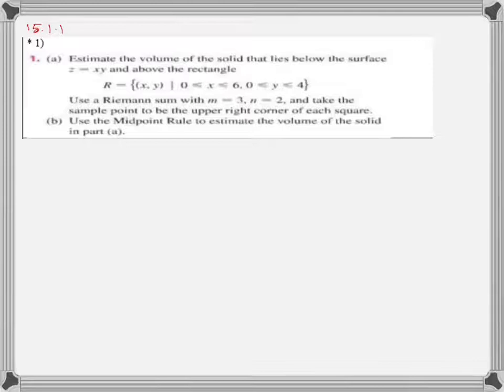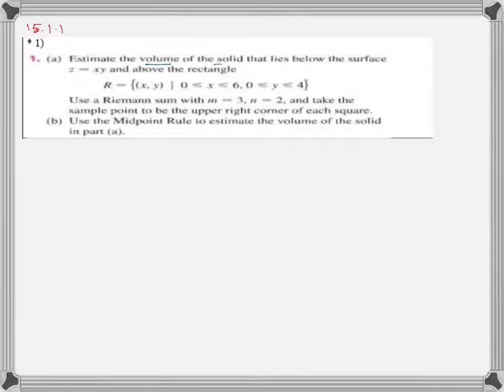Use a Riemann sum with m equal to 3 and n equal to 2 and take the sample point to be the upper right corner of each square. Use part A, use the midpoint rule to estimate the volume of the solid in part A.